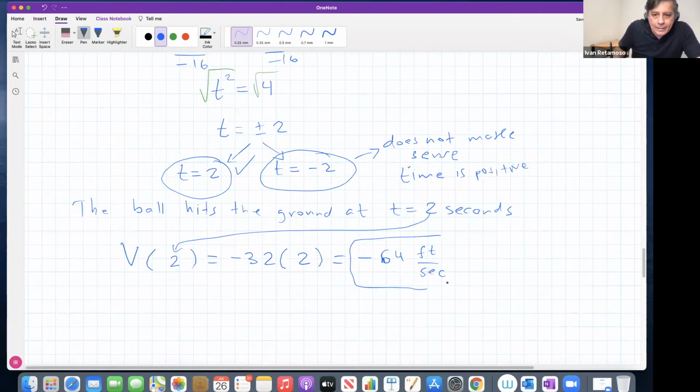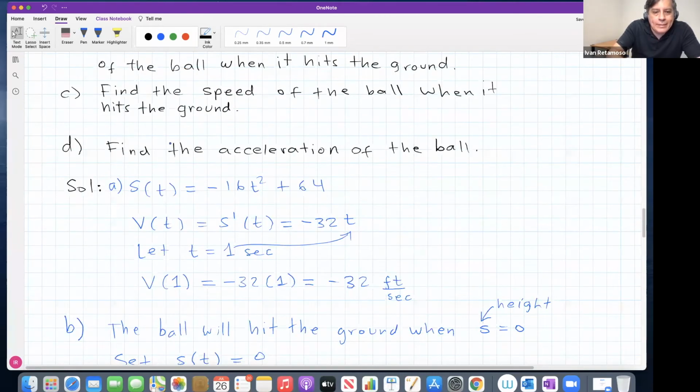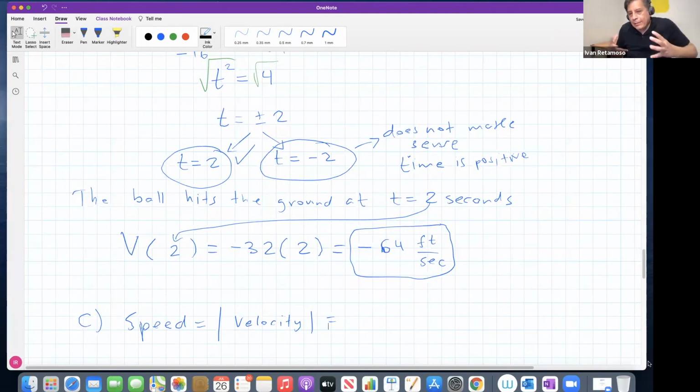Now, next question, part C. Find the speed of the ball when it hits the ground. C, find the speed. Can anyone tell me what the speed is here, knowing that the speed is just the absolute value of velocity? Remember, for speed you take just the value of the velocity. You don't consider the sign. The absolute value just picks up the value, not the sign.